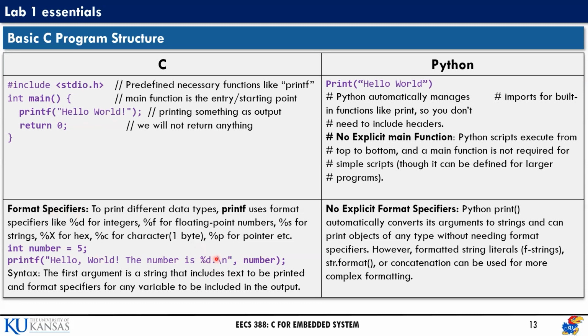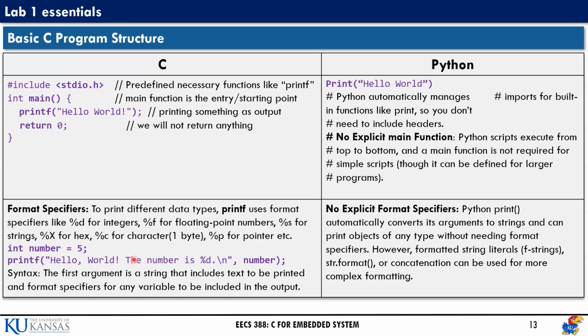So the %d is for integer, and it basically represents the short form of decimal, that's d. So d is for integers, %d. And %f is for floating point numbers. If we want to print a string, we have to use the %s, I mean a string variable. If we want to print a hex number, we have to use the %x, and so on.